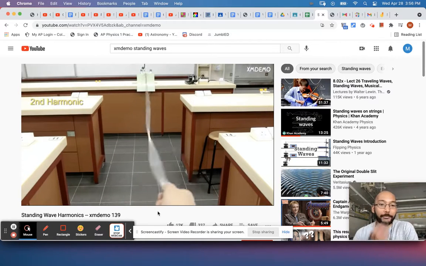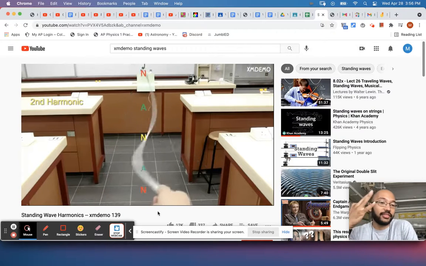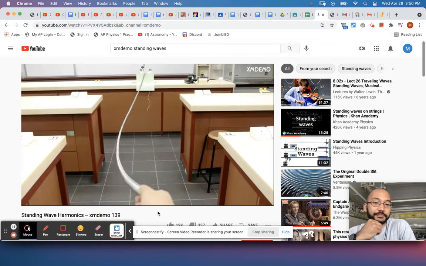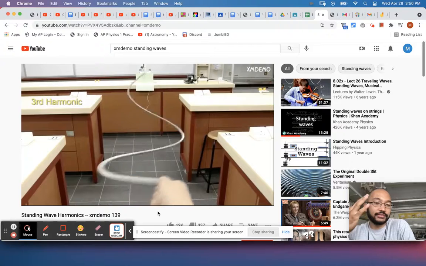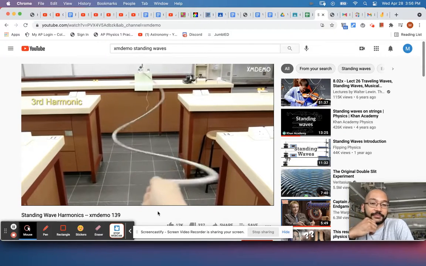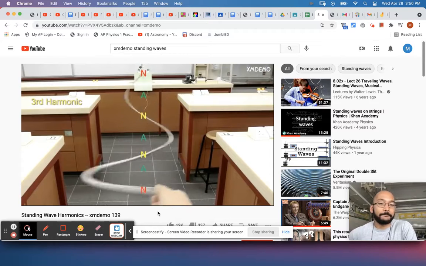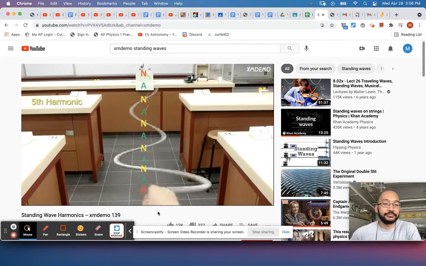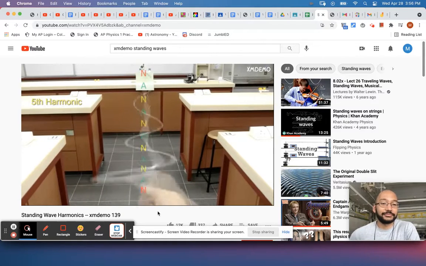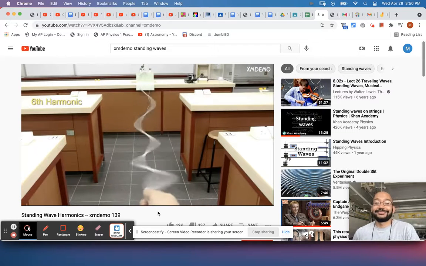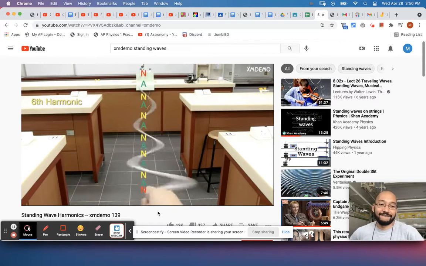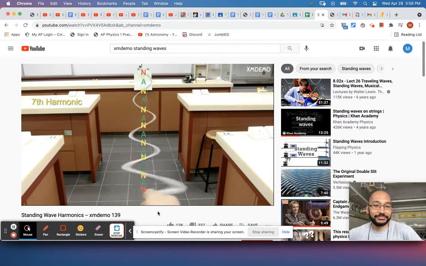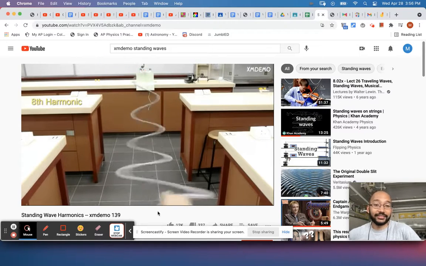This is the second pattern. N stands for node, A for antinode. This is the third pattern. Fifth. Sixth. Seventh, you can count them. And eighth.